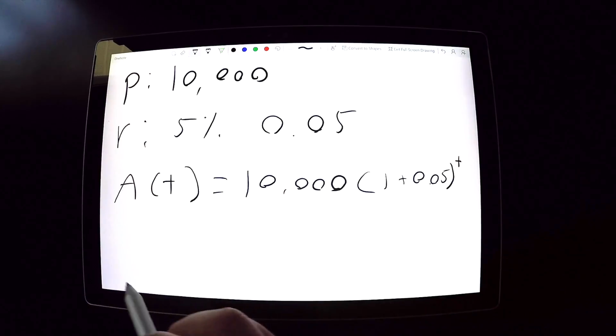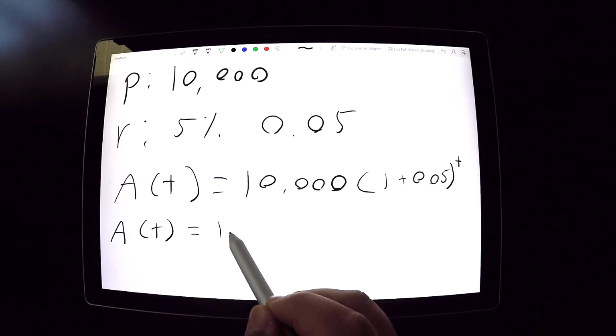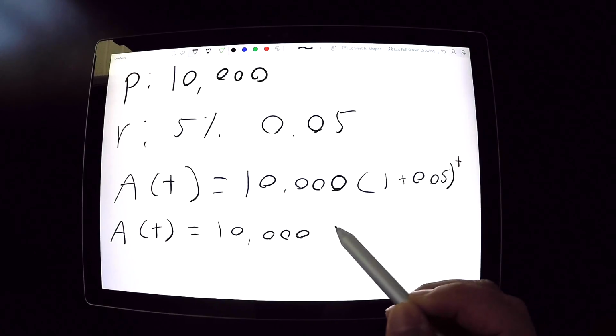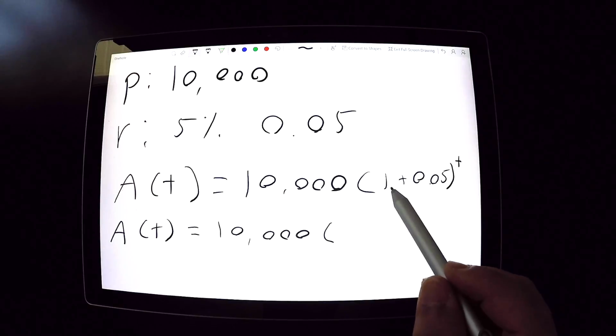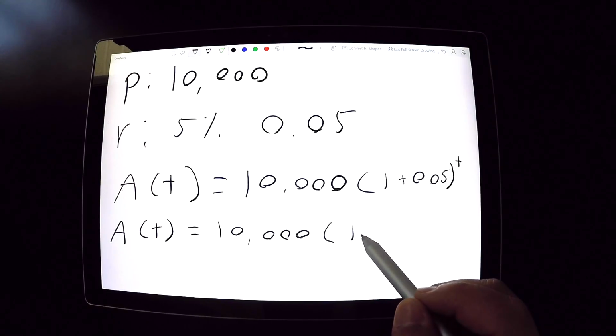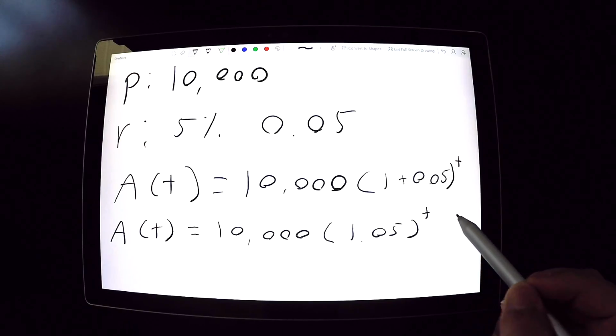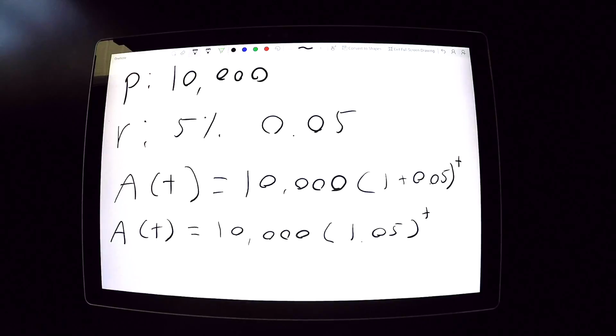What you do now is plug it in. So now we have A of t equal to 10,000 times (1 plus 0.05, or 5%), so now you have 1.05 to the power of t. Now, we're talking about 20 years. You have to remember, t is time, so 20 years is t.